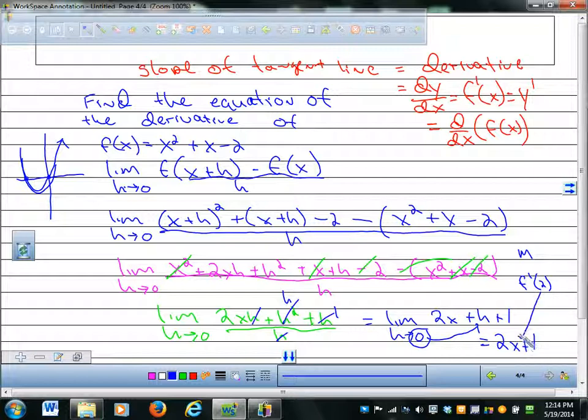Plug in 2 into here, what do I get out? 5. So if I go over to 2, my slope of the tangent line is very steep. The slope equals 5. How about if I went over here to -2? What's my slope? If I plug in -2, I get -4 plus 1, which is -3, which makes sense because there's a negative slope there. So this equation will tell you the rate of change at any single point in that parabola.